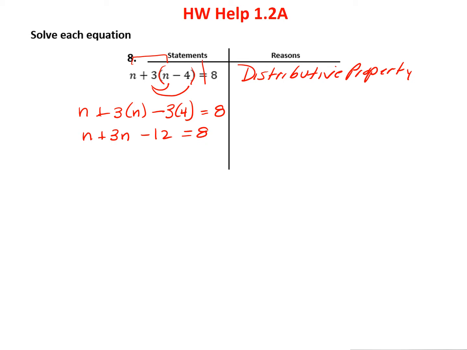Now we notice that we have two like terms, n and 3n. Well, just remember that this n is not a 0n, it's really a 1n plus 3n. Well, 1 plus 3 is 4n minus 12 equals 8. Okay, so this was simply combining like terms.